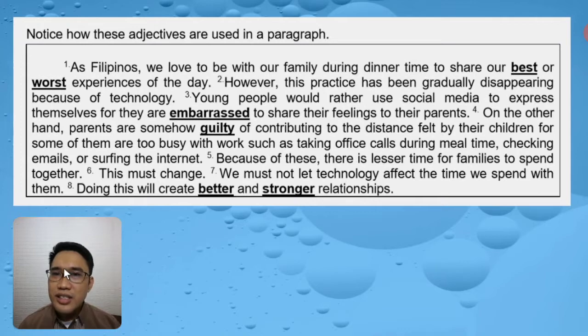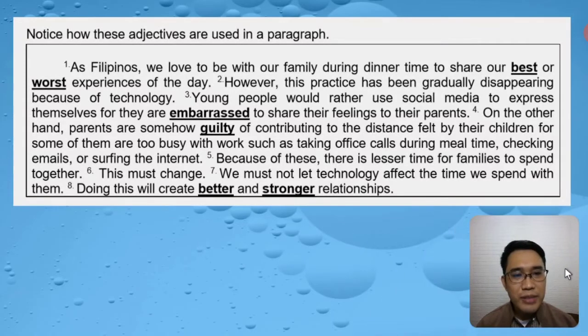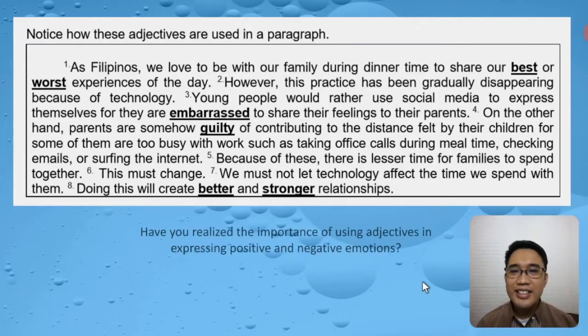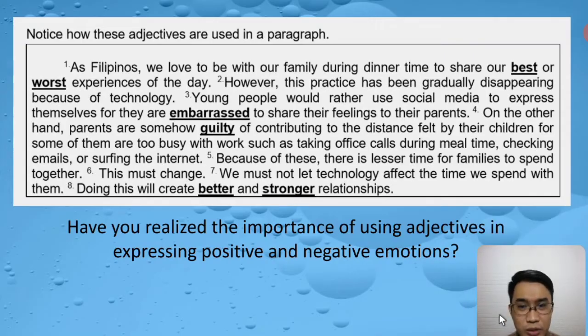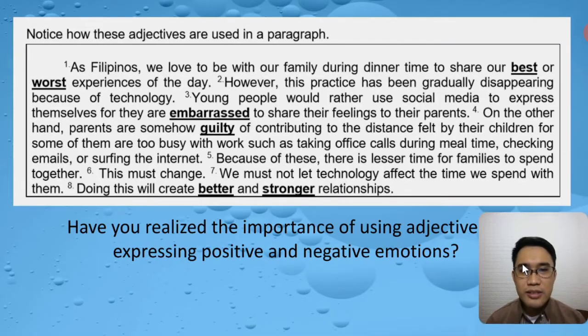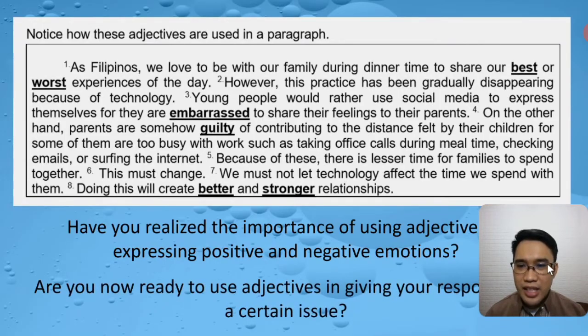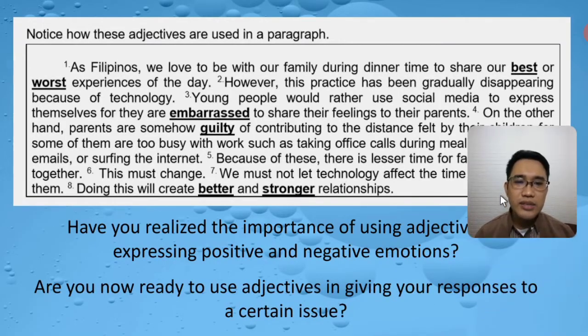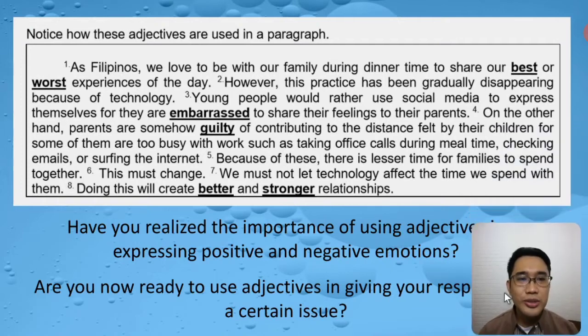Now here's a paragraph which shows different adjectives. We have best, worst, embarrassed, guilty, better, and stronger. Try to read this paragraph by yourself. You have the choice to pause this video. Okay, here are some questions. Have you realized the importance of using adjectives in expressing positive and negative emotions? Are you now ready to use adjectives in giving your responses to a certain issue?